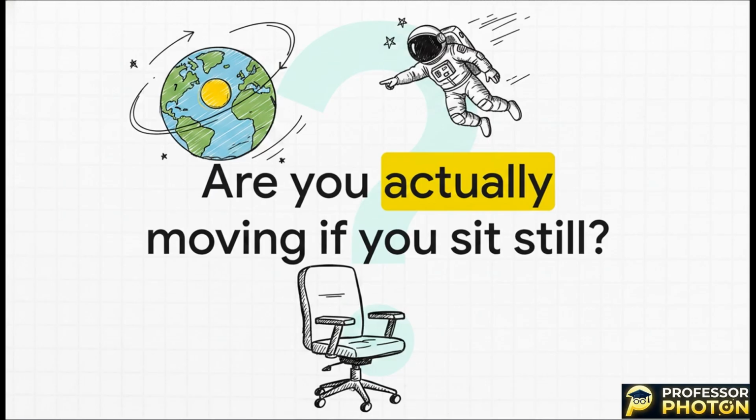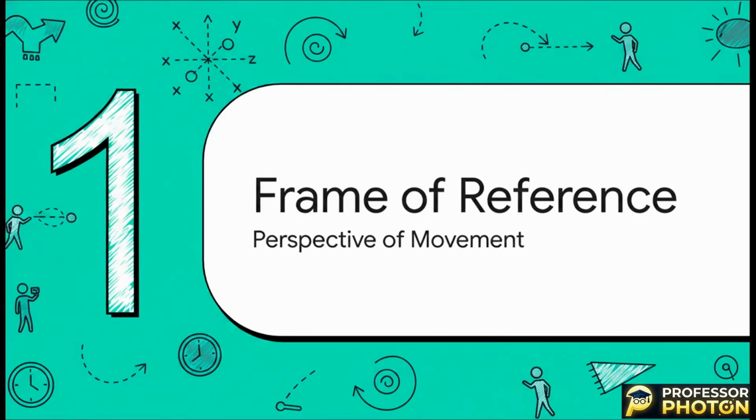Okay, think about this for a second. If you're sitting in a chair right now, you probably feel like you're completely at rest. But are you? Because depending on where you're looking from, the answer might actually surprise you. The Earth is spinning on its axis, right? And it's rocketing around the sun. So to an astronaut looking down at you from space, you are moving incredibly fast. Which brings us to part 1, the frame of reference.